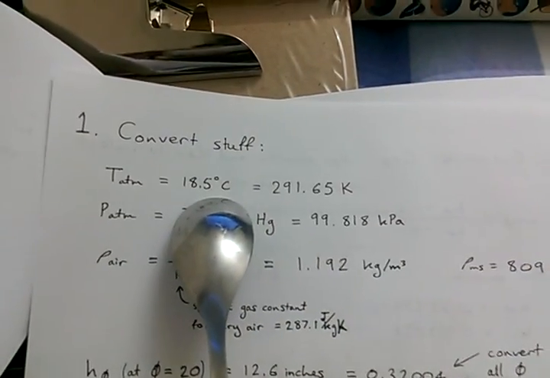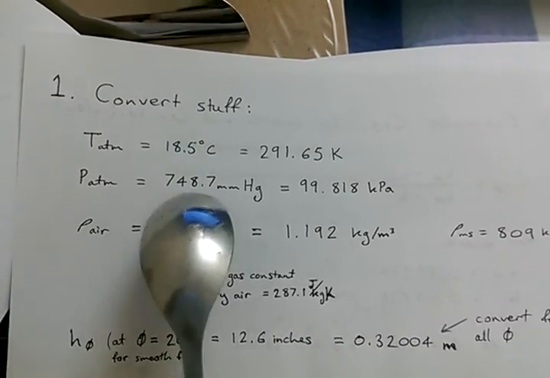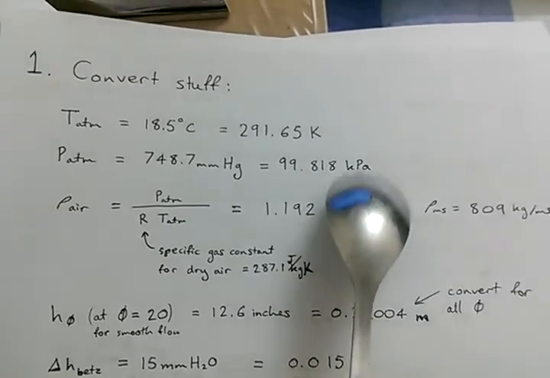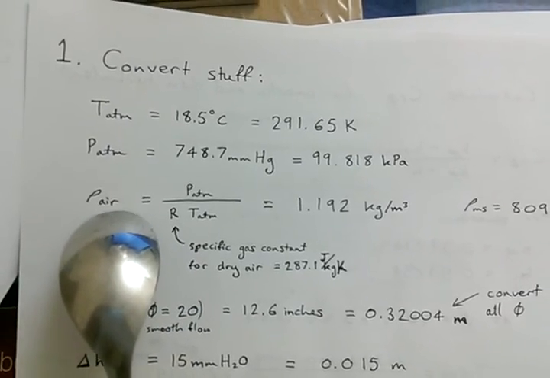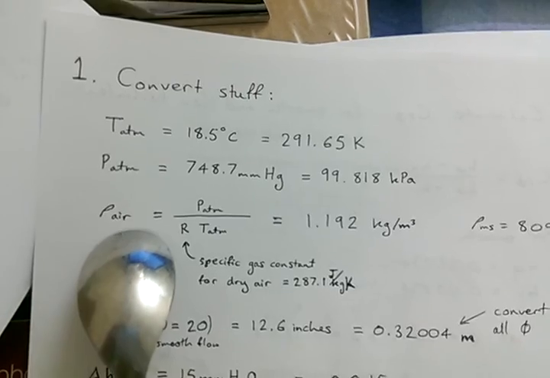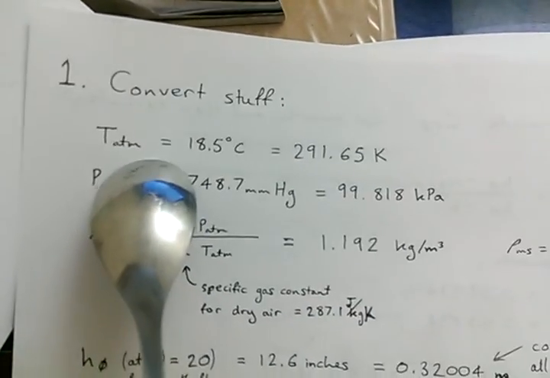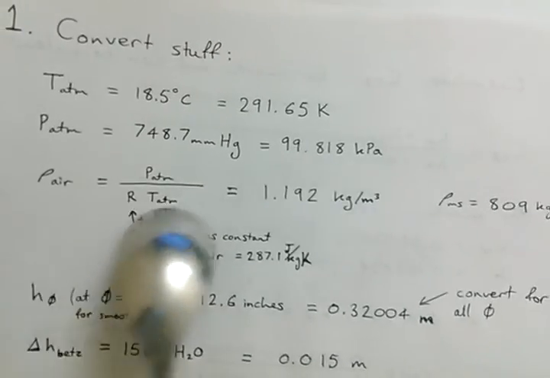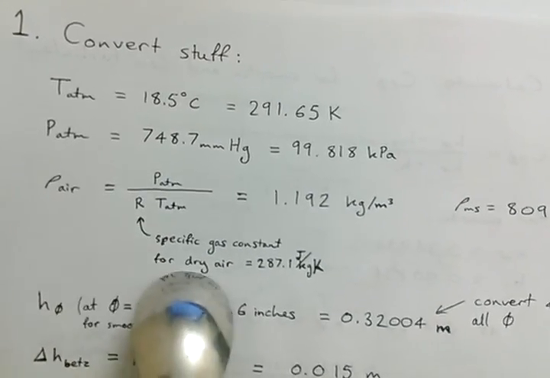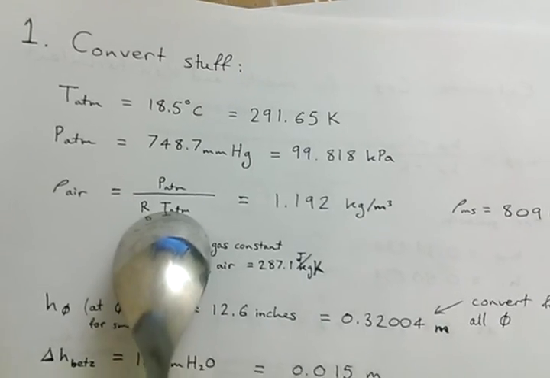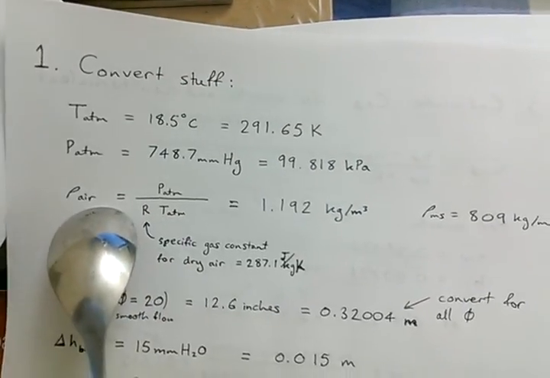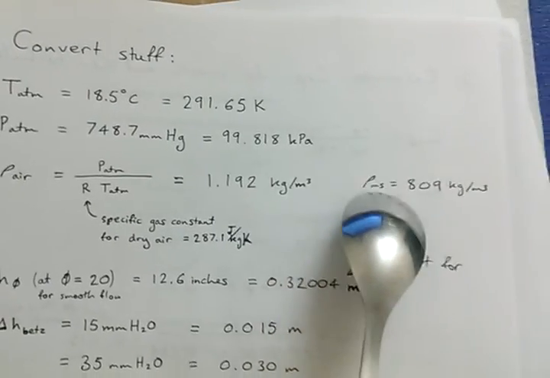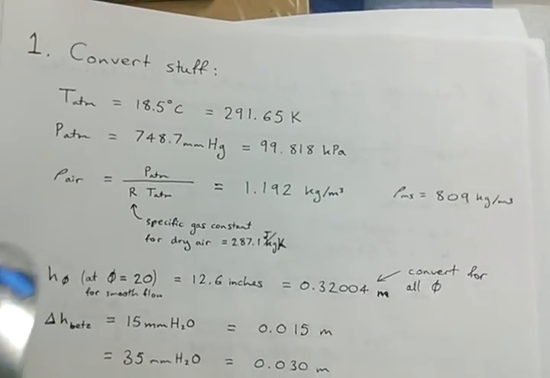Okay, so that's done. T atmosphere, we measured it in Celsius, make it Kelvin. P atmosphere, measured in millimeters of mercury, that needs to become pascals. We need these two to work out the density of the air in our conditions. Density of the air, you can find it on Wikipedia, but we have to use our temperature and our pressure that we measured and work it out using this formula here: P atmosphere over specific gas constant for dry air times temperature atmospheric. This is what I got for mine, so my rho air is this. Everyone's rho ms is that, because they gave it to us.